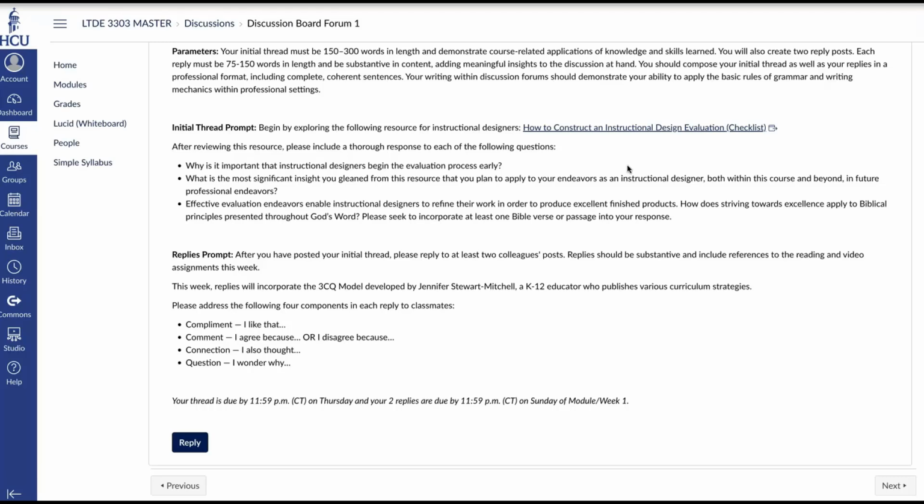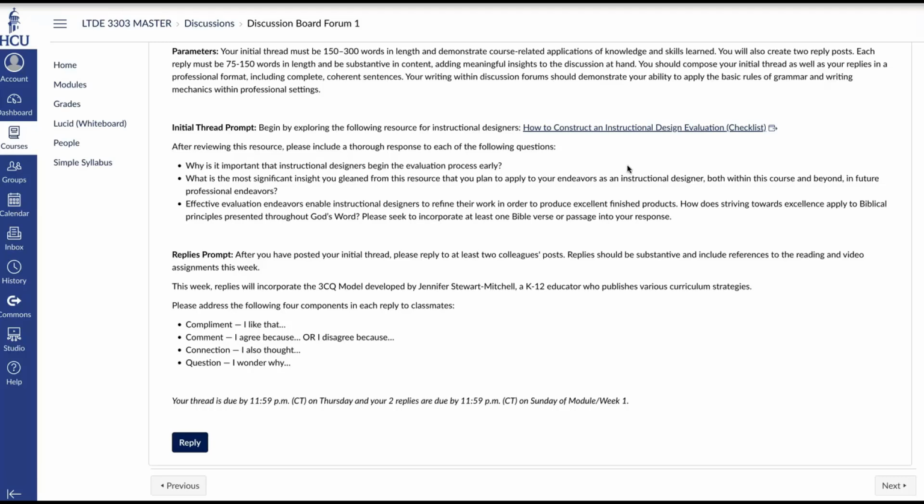First, why is it important that instructional designers begin the evaluation process early? Second, what is the most significant insight you glean from this resource that you plan to apply to your endeavors as an instructional designer, both within this course and beyond, in future professional endeavors? And third, effective evaluation endeavors enable instructional designers to refine their work in order to produce excellent finished products. How does striving toward excellence apply to biblical principles presented throughout God's Word? Please also seek to incorporate at least one Bible verse or passage in your response.